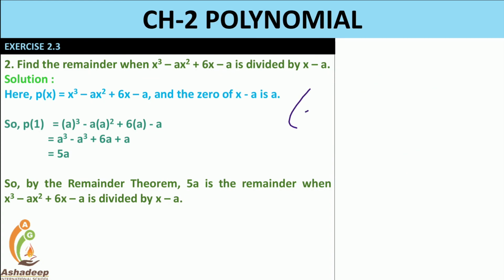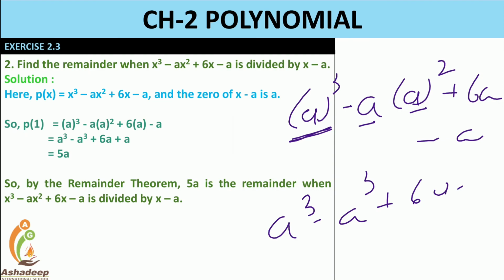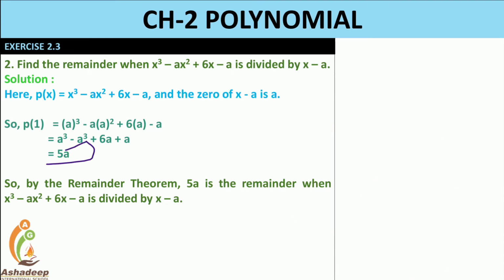Now a cube minus a into a square plus 6 into a minus a. Now a cube minus a into a square, that is a cube minus a cube, plus 6a minus a. This is cancelled. So what remains is 5a. So by the remainder theorem, 5a is the remainder when this polynomial is divided by x minus a.